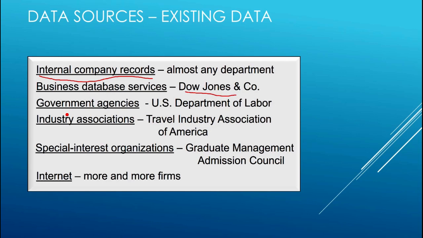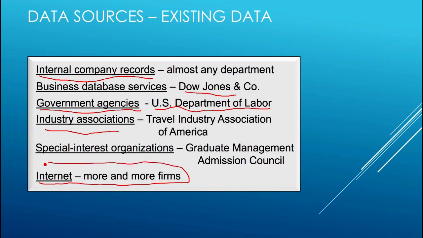Data may come from government agencies. The government collects a lot of data for policy purposes to track different policies. For example, the U.S. Department of Labor collects data and calculates things like the unemployment rate and the employment rate. There are industry associations that typically collect their own data. There are special interest organizations, and of course, with the internet, there's just a plethora of data. There are literally terabytes of data out there waiting to be analyzed.